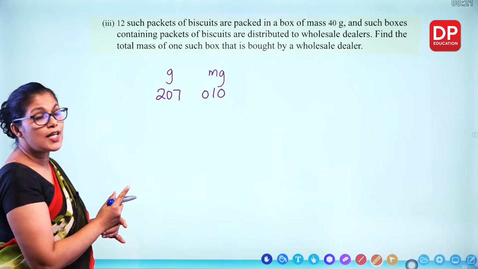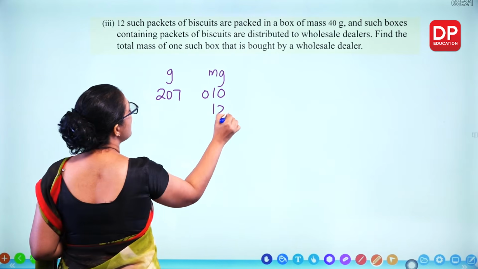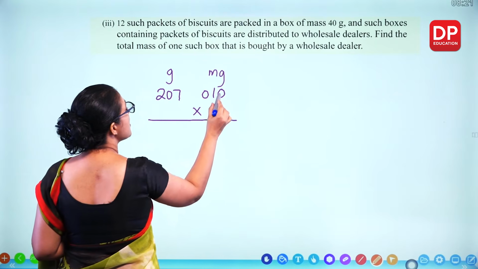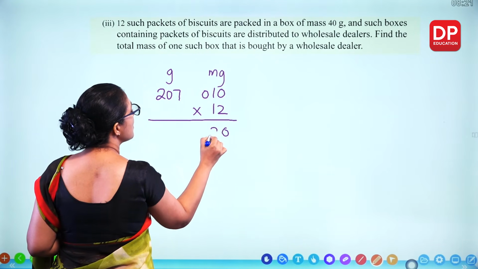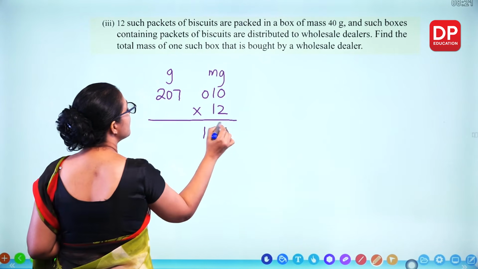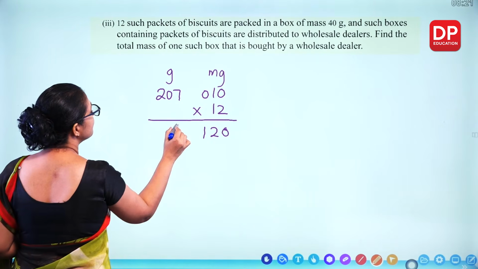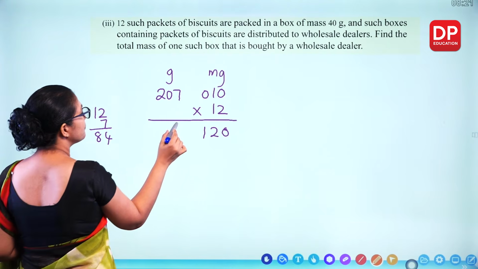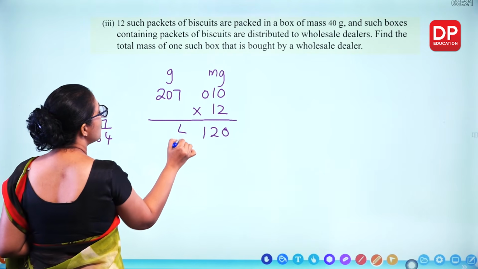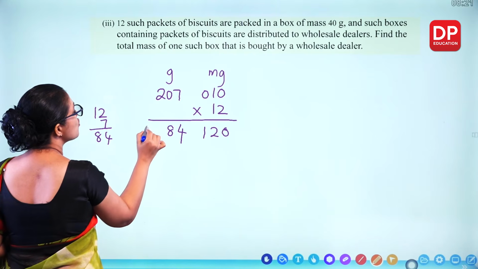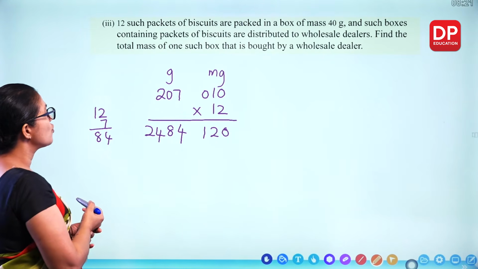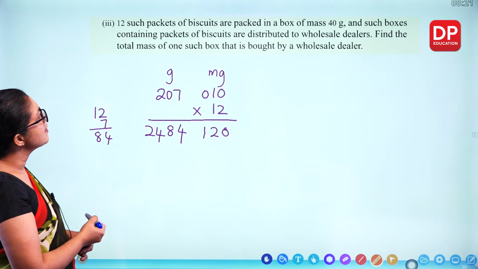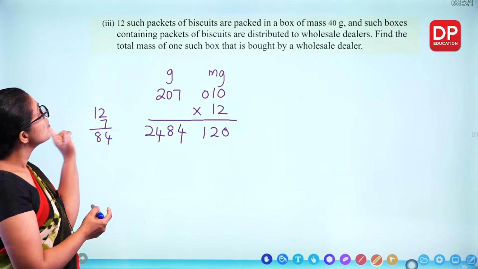Now 12 such packets. We need to multiply this by 12. 12 times 0, 0. 12 times 1, 12. So here 1. 12 times 7 is 84. So here 84 is here. 12 times 2, 24. So 2484 grams and 120 milligrams is the 12 packets.